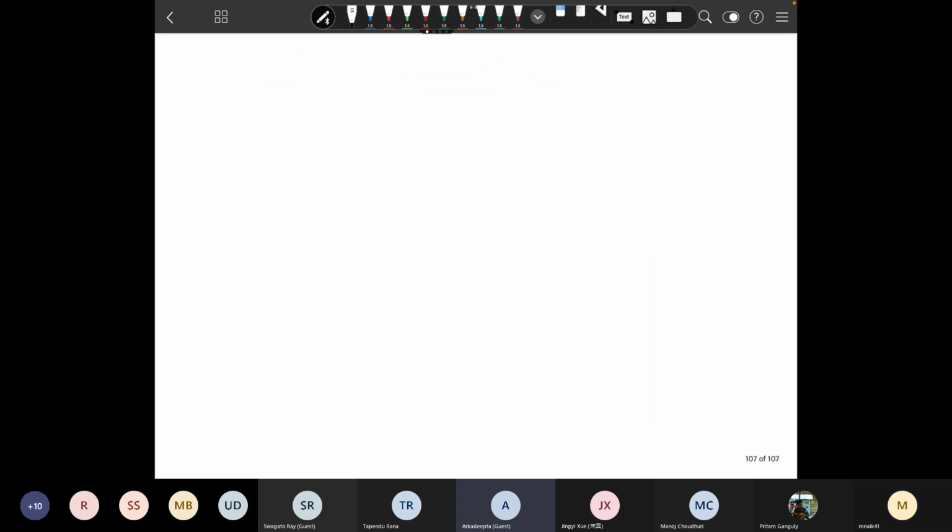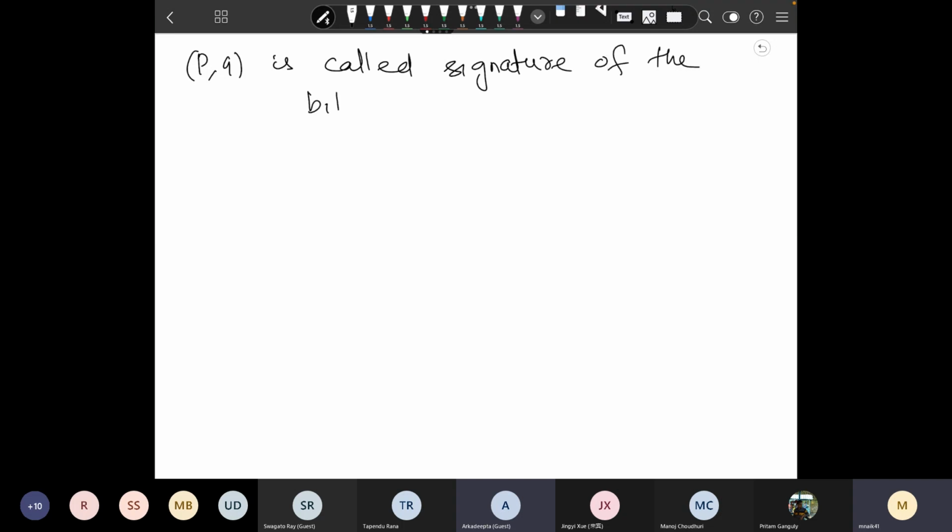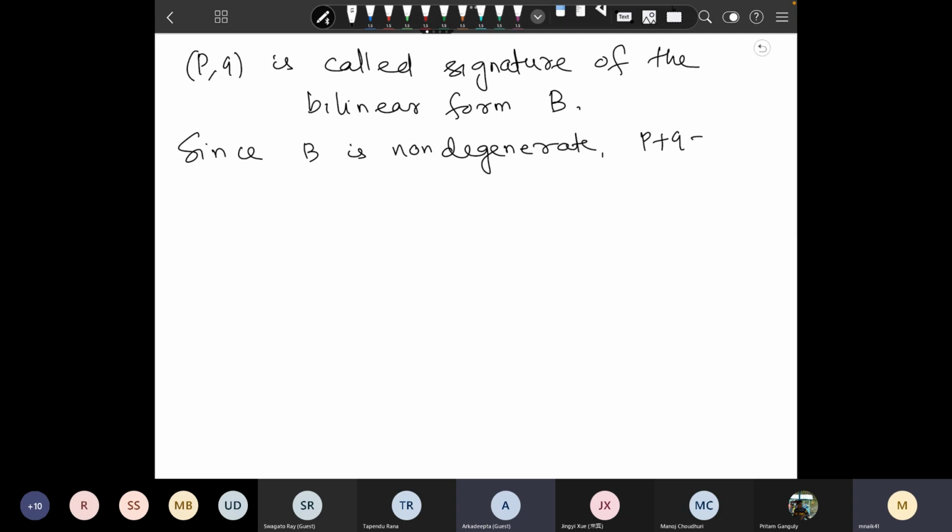And this pair P comma Q is called the signature of the bilinear form B. And since B is non-degenerate, P plus Q will be n. Okay, so the theorem is something like this.